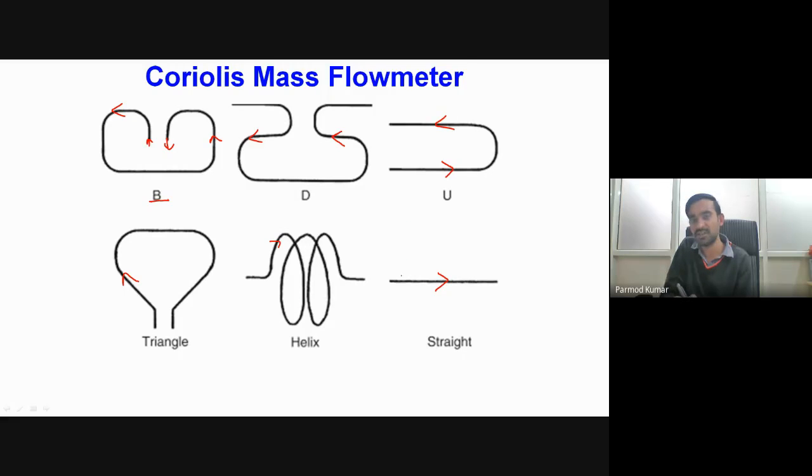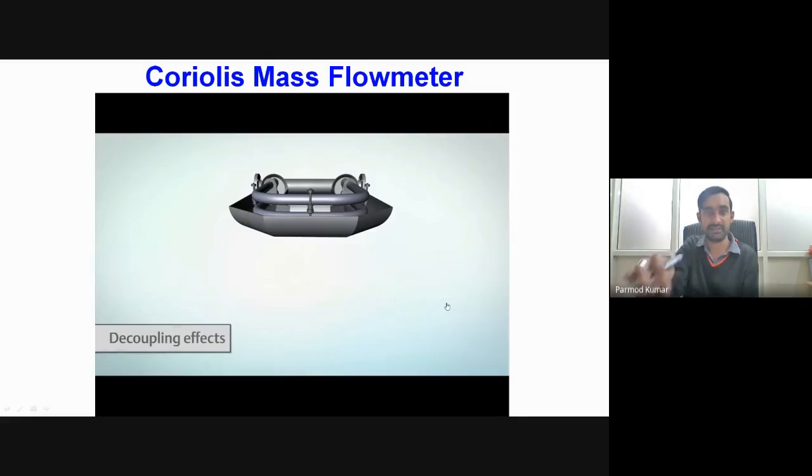In case of a straight tube, what will we be doing? We will be subjecting our tube to this type of oscillations: oscillation in the upward direction as well as in the downward direction. So this type of periodic oscillations our straight tube will be subjected to, and depending upon the mass flow rate of the liquid medium, we will have a difference in amplitude, and that we can relate. So these are the different tube arrangements which are mainly employed in our industrial Coriolis mass flow meters.